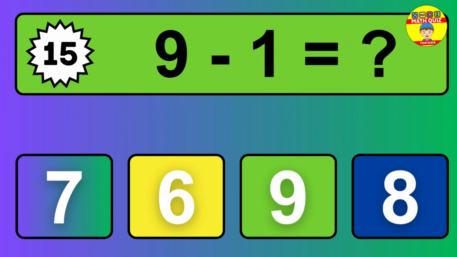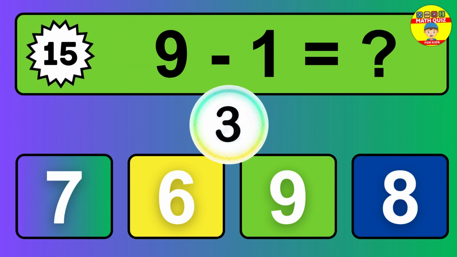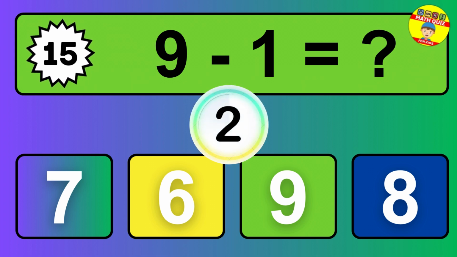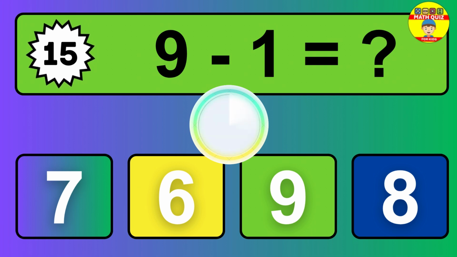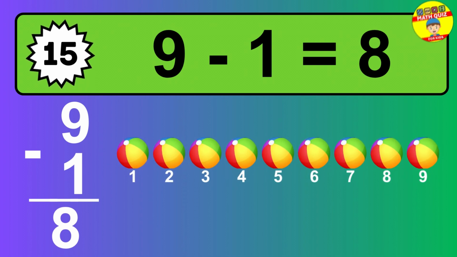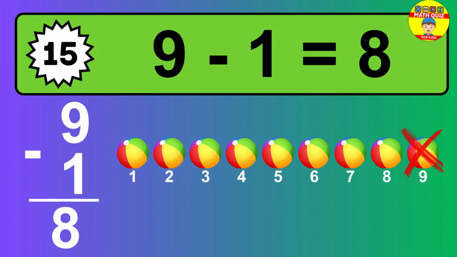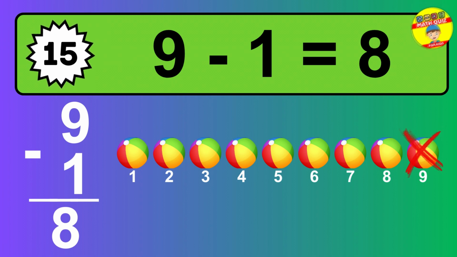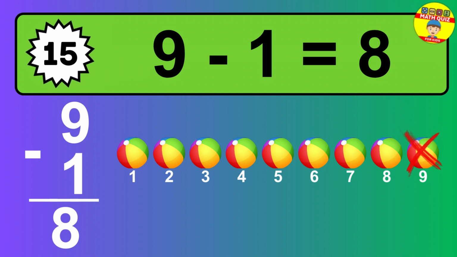Question 15. 9 minus 1 equals what? So the answer is 9 minus 1 is 8. Let's count it. 1, 2, 3, 4, 5, 6, 7, 8.